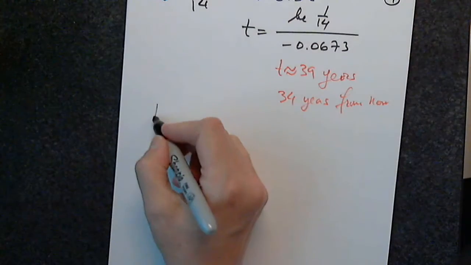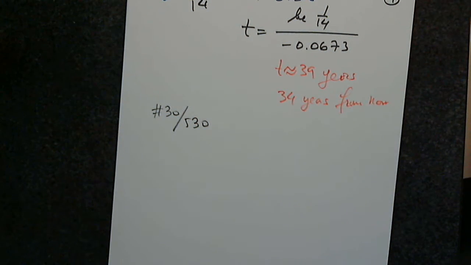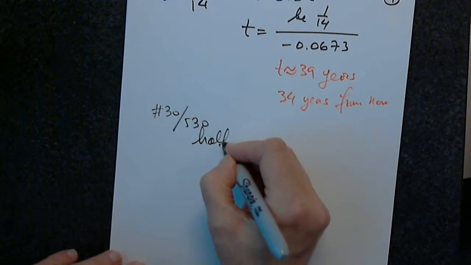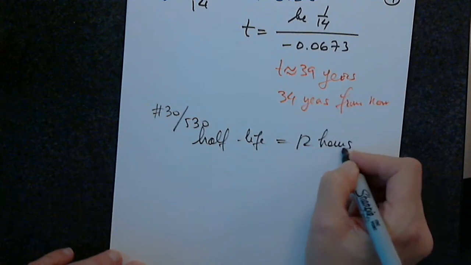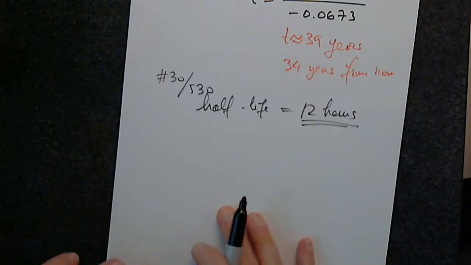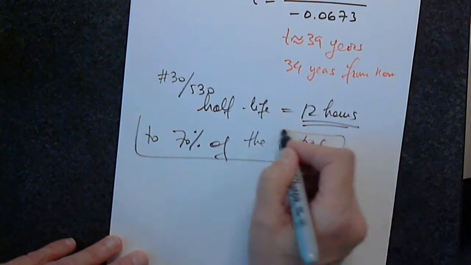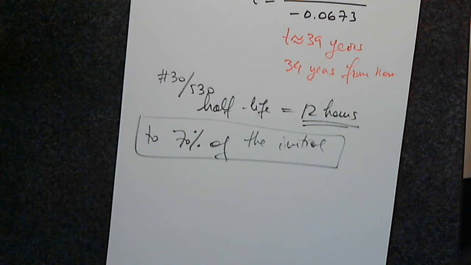30. On the same page, 530. Let's read the problem. The half-life of aspirin in your bloodstream is 12 hours. Half-life, 12 hours. How long will it take for the aspirin to decay to 70% of the original dosage? To 70% of the initial. So let's read the problem one more time. Ready?